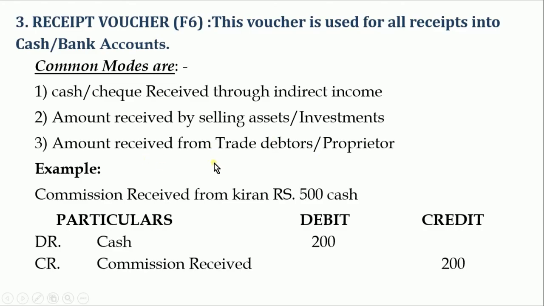Okay. For example, we'll see one example. Commission received from Kiran rupees 500 cash. Then cash comes in, so debit to cash and credit to income, that is commission received. Okay, and this is a nominal account and this is a real account. As per the real account rule, debit what comes in, and as per the nominal account rule, credit the income or gain.